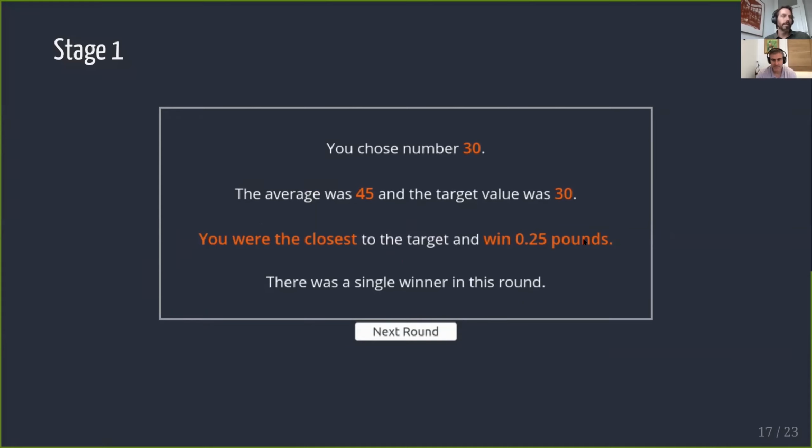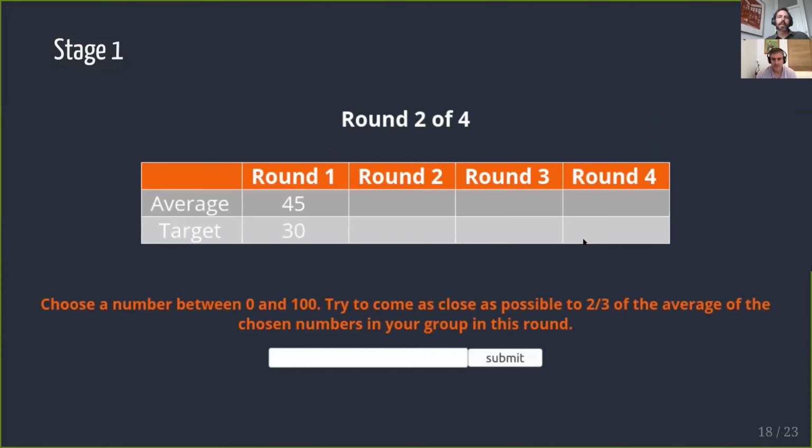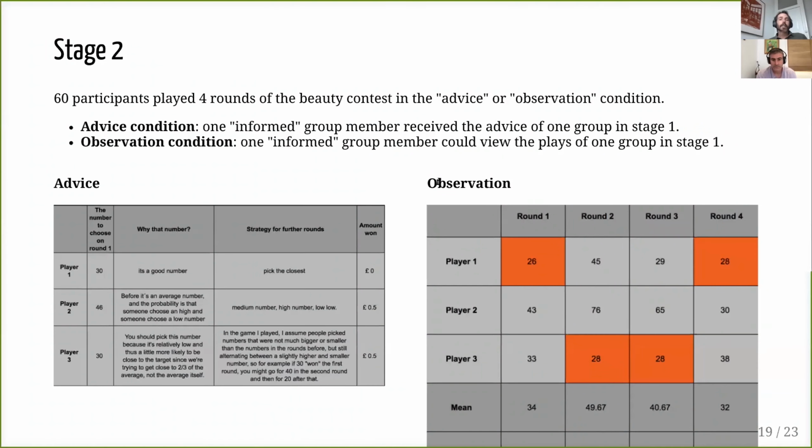So we do performance-related payout in these types of games, and then they could do it again, and they could see this feedback. In the later stage, we built upon what people did here, and there we had 60 participants randomly assigned to either an advice condition, where someone was given advice of a previous group, or an observation condition, where they could see what other groups have done. So here we are combining both the interactive sequential bit, where we are relying on what people have done before, as well as real-time interaction, where people are actually playing this game for real.